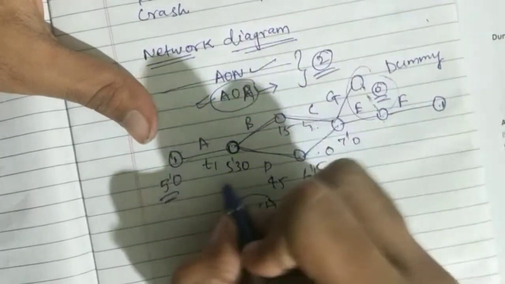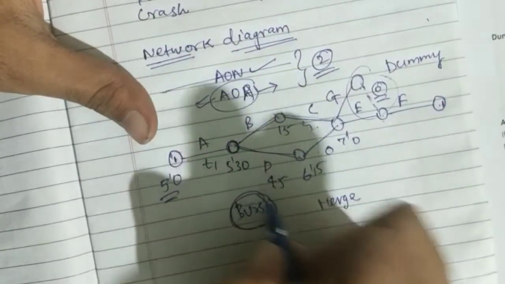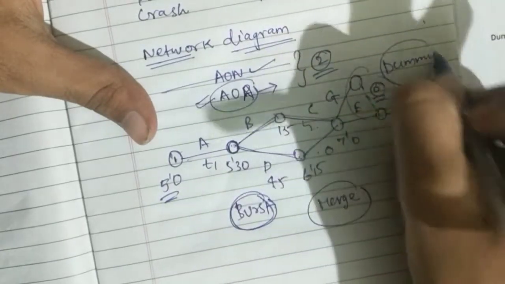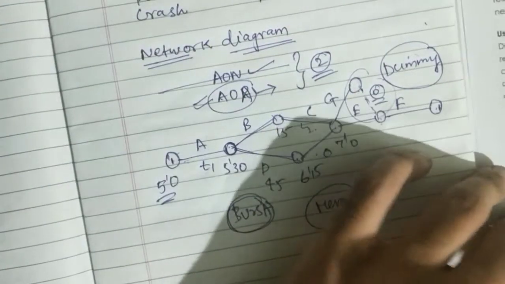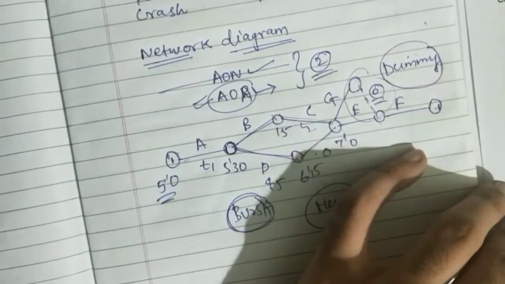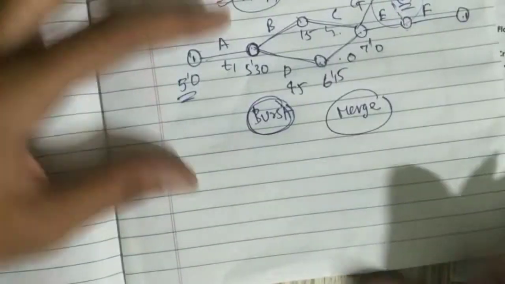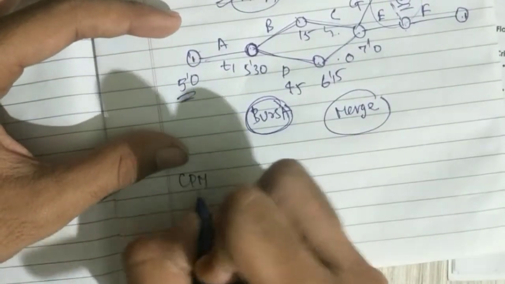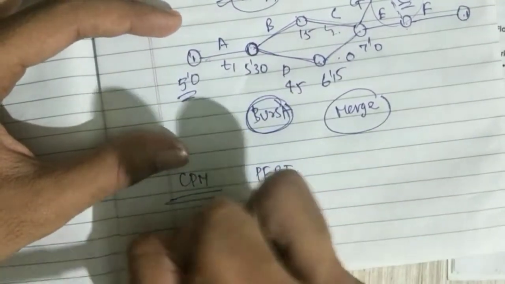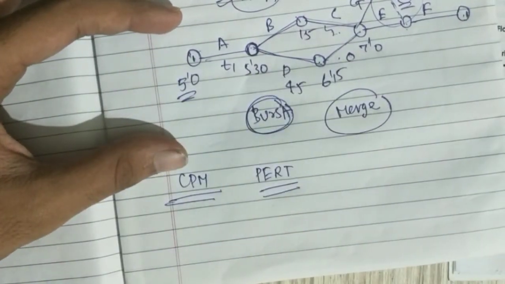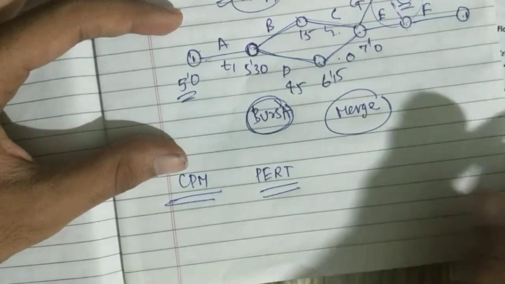I covered 3 concepts with just a single example. One is burst event, second is merge event, and third one is dummy activity. And next, coming to the next thing, we need to know about the critical path method, PERT method. I'll be dealing with these things clearly in the next session.